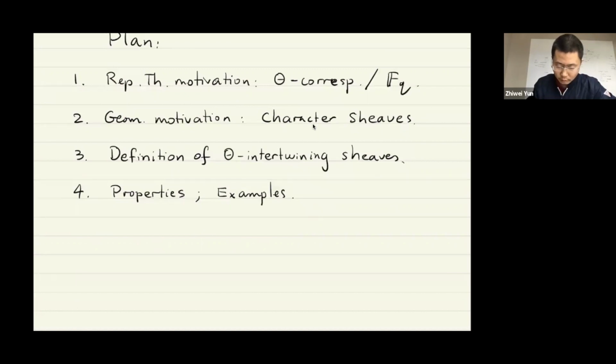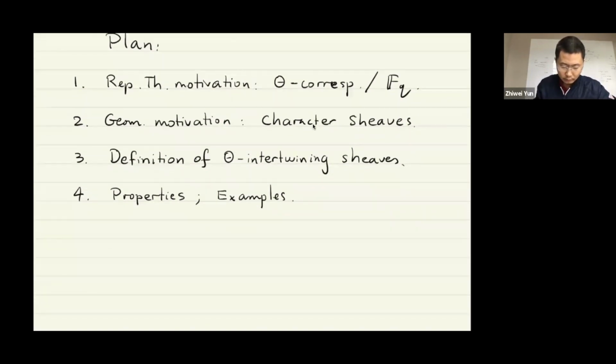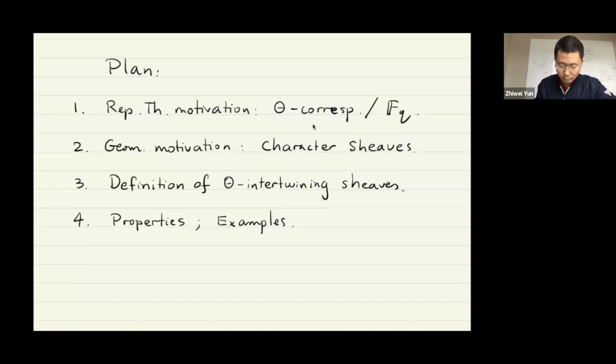The main result I'm going to talk about is a mixture. It combines the theta correspondence with character sheaves, and I'll try to explain what that produces. These are the so-called theta intertwining sheaves. And if I have time, I'll list some properties of these sheaves and some examples.